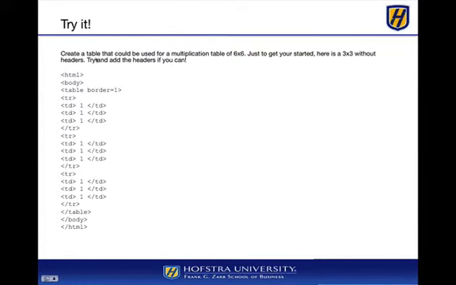So here's an example. Let's just try something if you get a chance. Create a table that could be used for a multiplication table of 6 by 6. To get you started, what I did was I created a 3 by 3 without any headers. We basically have our HTML, our close HTML. We have our body, close body. We have our table with a border equals 1 to provide some definition. Then I do a close table.